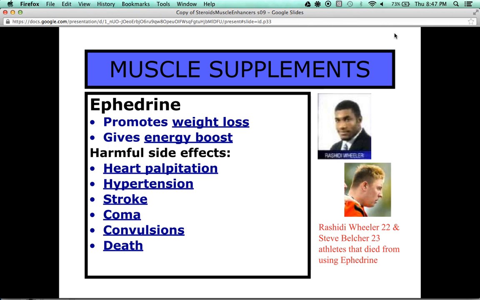Two actual athletes, Rashidi Wheeler and Steve Belcher, who were 22 and 23 years old, died from using ephedrine, especially when you are working out under hot conditions temperature-wise. You get very dehydrated and you can collapse and die, and it unfortunately happened to these two athletes who were college football players at the time. They were in very tip-top shape, and this ephedrine still took their lives because they were not getting enough water. They should have been low on energy, but since the ephedrine gave them an energy boost, they did not realize it and overworked their heart to where their heart actually stopped from the dehydration and from being overworked.